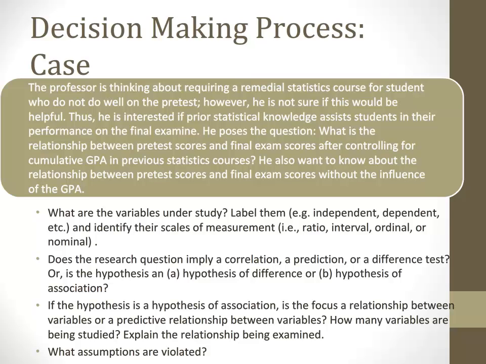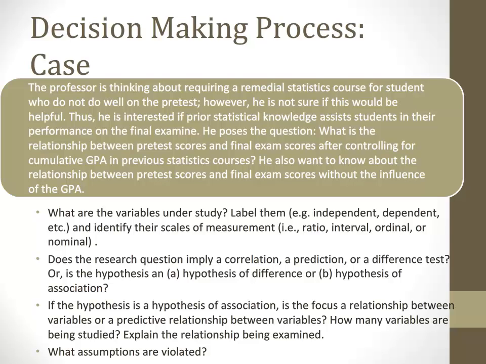So the first hypothesis would just deal with the relationship between the 2 variables. There will be no statistically significant difference between the pretest scores and the post-test scores. So that's the first thing we're interested in, that 0 order correlation. And then we are also interested in testing the hypothesis that there will be no statistically significant difference between the pretest scores and the final exam scores after controlling for or adjusting for the cumulative GPA in previous statistics courses. So those are our 2 hypotheses, and again, we're looking at relationship.